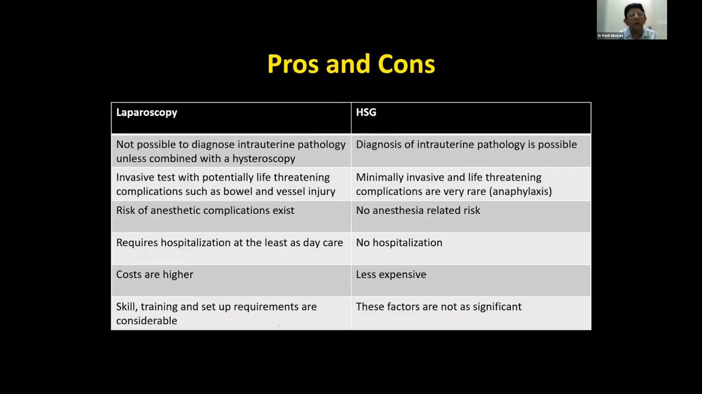But of course, what are the disadvantages? It is not possible to diagnose intrauterine pathology unless you combine it with hysteroscopy. Of course, it is an invasive test, so anesthesia, risk of anesthetic complications, and injury to bowel, bladder, vessels, which are very, very rare. With HSG, diagnosis of intrauterine pathology is possible, minimally invasive, very rarely anaphylaxis, no anesthesia, no hospital stay, and of course less expensive, whereas laparoscopic cost is higher, and even though it is day care or a few hours, it requires hospitalization.